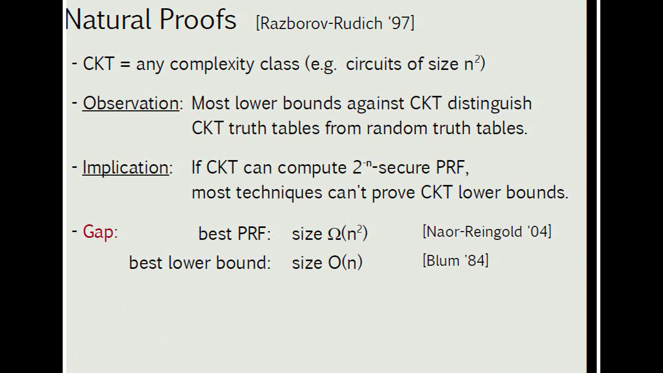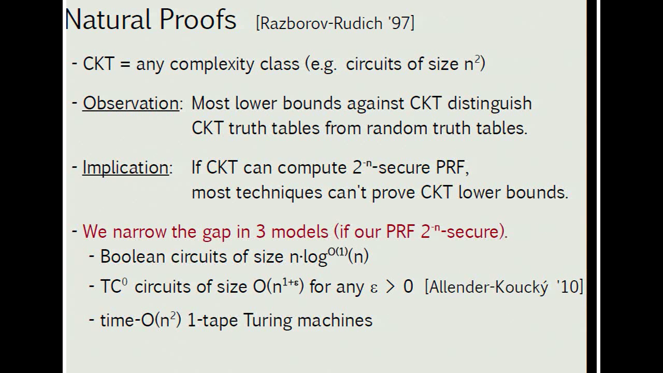However, there's still a gap here because the best pseudorandom function that we have has size at least quadratic, but the best lower bound we have is for linear size circuits. So in particular, this observation does not give an explanation for why we cannot prove superlinear lower bounds. Okay? So the efficiency of our PRF constructions, if you assume that they're exponentially secure, narrows this gap in a variety of models. In particular, for Boolean circuits of quasi-linear size, we have a candidate computable in that.